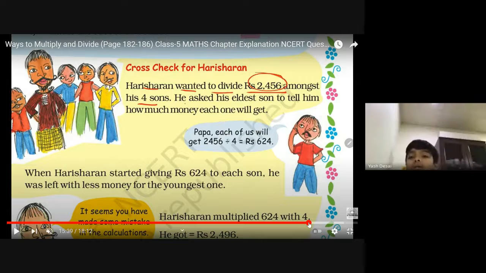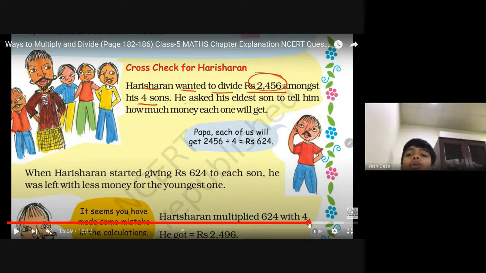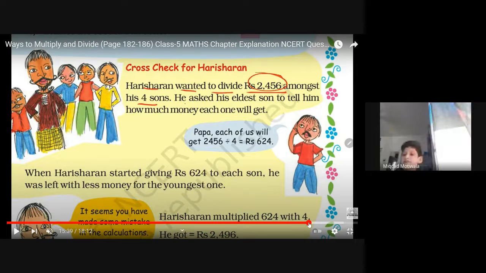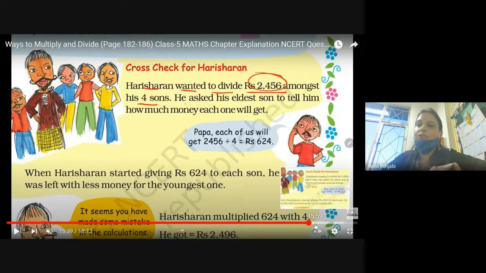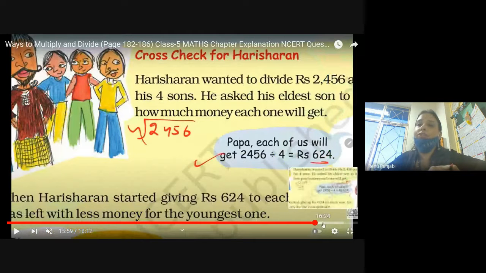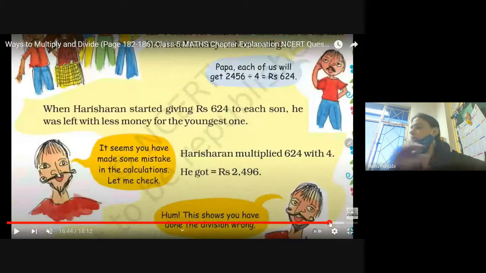Ma'am, it's wrong. Why? So when you divide this, what will be the answer? Ma'am, 614. Yes, 5 will come down, so the answer is 614, not 624. That is the reason he was not able to divide it equally. And it shows that if you are doing it correct, you are clear with the division concept. Am I clear? Yes, ma'am.